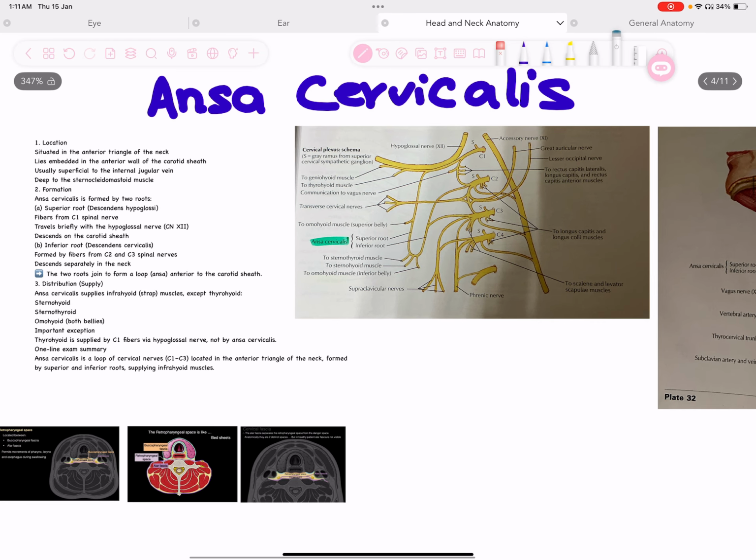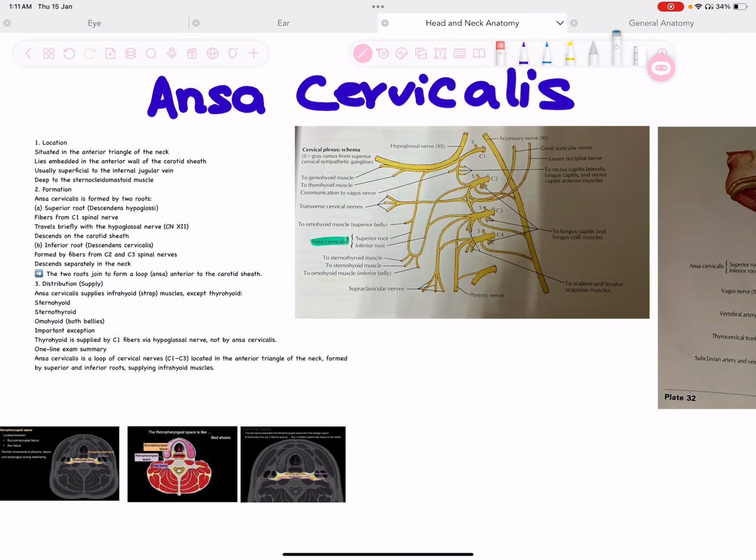Hi everyone, today we're studying about Ansa Cervicalis. So this is basically a loop of cervical nerves, especially C1 to C3, located in the anterior triangle of the neck, formed by superior and inferior roots supplying the infrahyoid muscles.